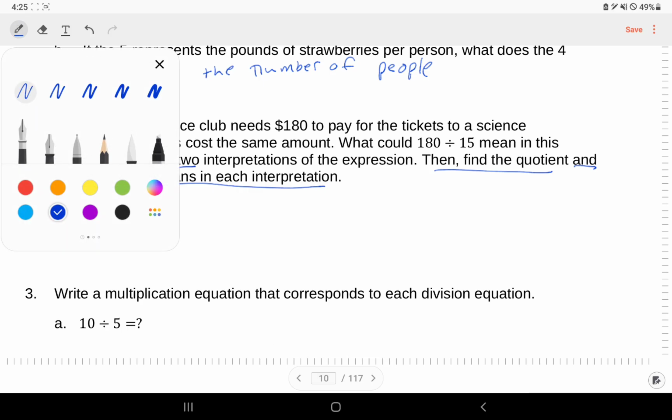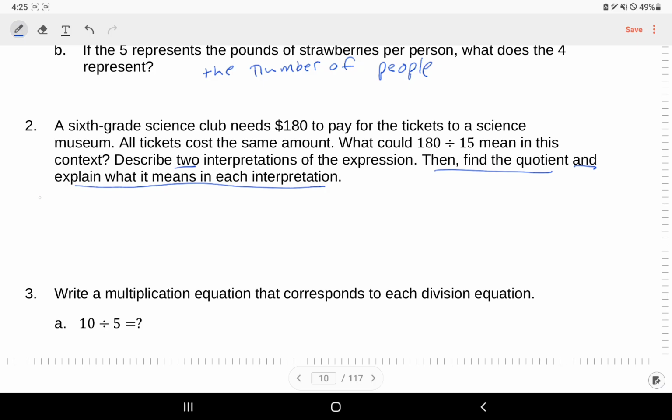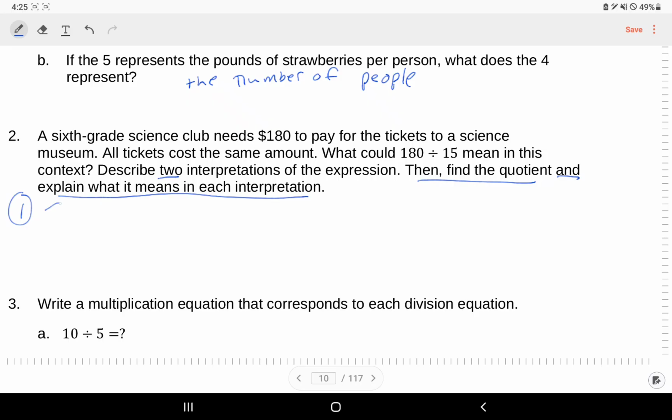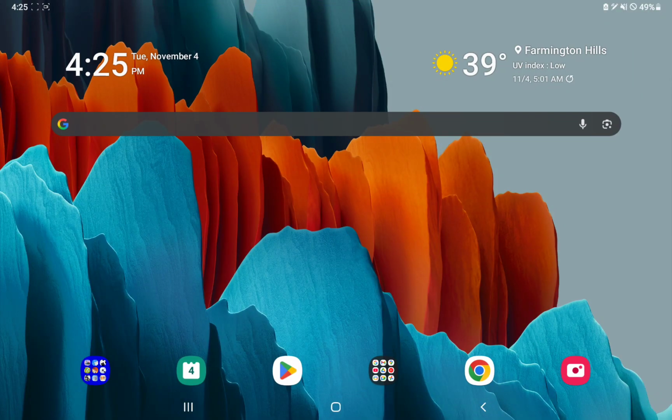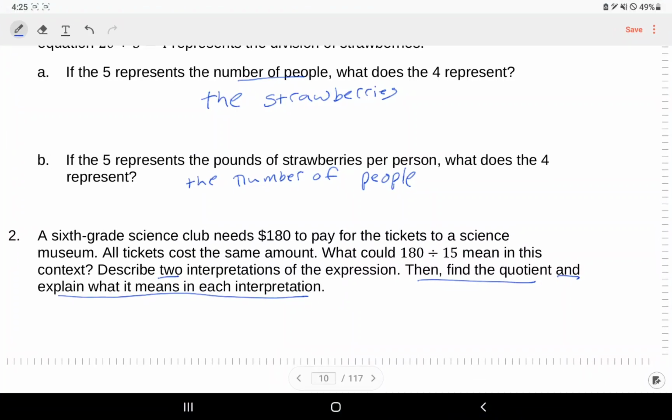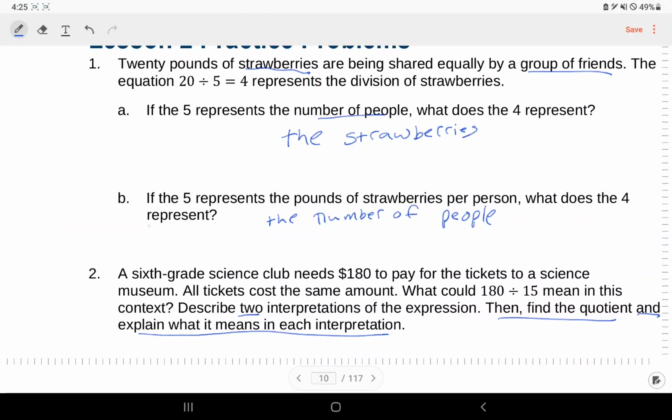So, I'm going to give description 1. Okay, this is kind of a dead spot on my tablet, so I apologize. I really apologize. So I'm going to move it over here real quick.